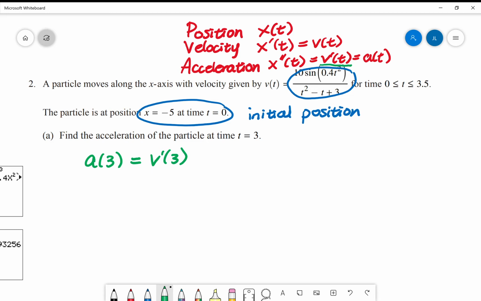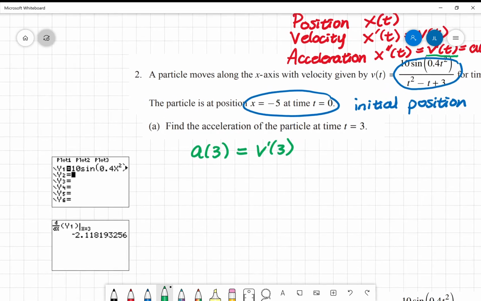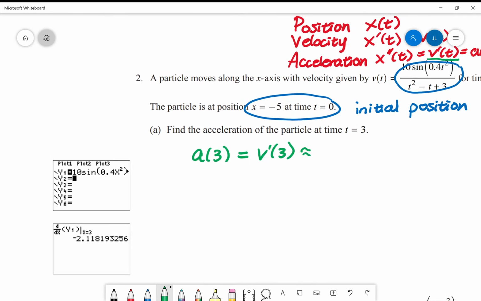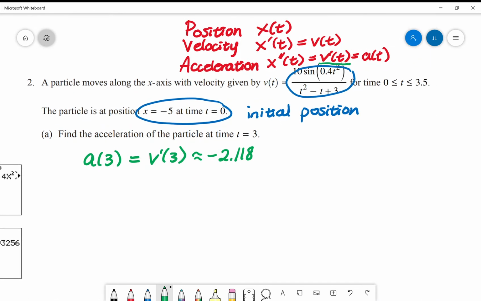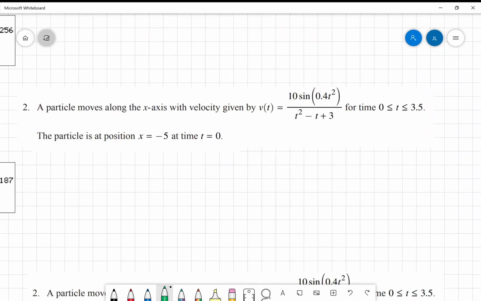Go to Math 8 and put in y sub 1 evaluated at 3, and this should give us the answer of a negative 2.118 rounded to 3 decimal places. That is again the acceleration at time t equal to 3. And we're done with letter A. Moving on to letter B.